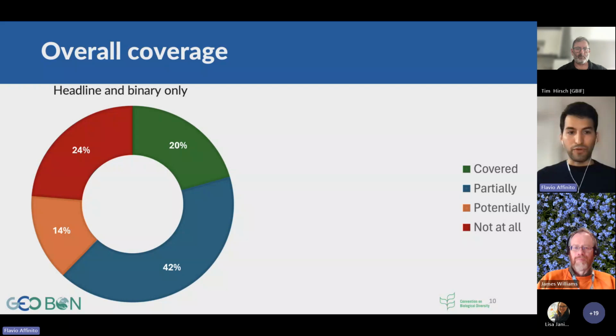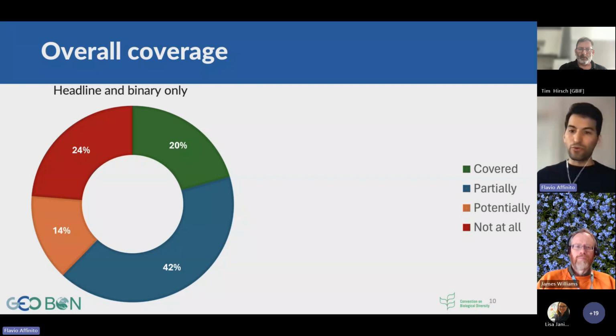So as a little summary, here we have a pie chart of the coverage of the monitoring framework when we look only at the mandatory indicators, so only the binary and headline indicators. What we find is that overall, there's a partial coverage of the monitoring framework with still a relatively large gap. But what's important to remember here is that these indicators are also the minimum set of indicators. They're not designed to capture the entire global biodiversity framework.